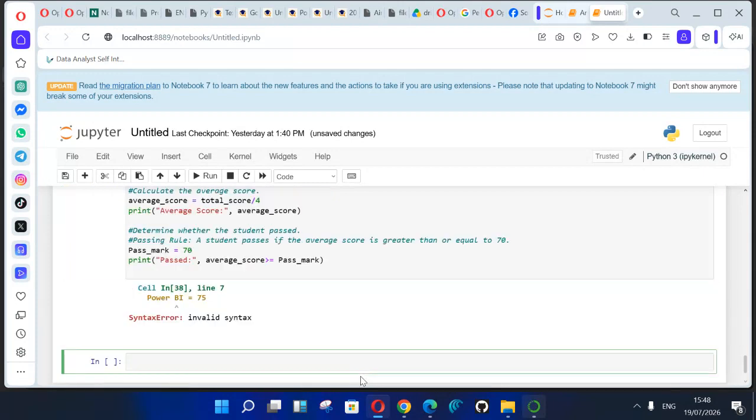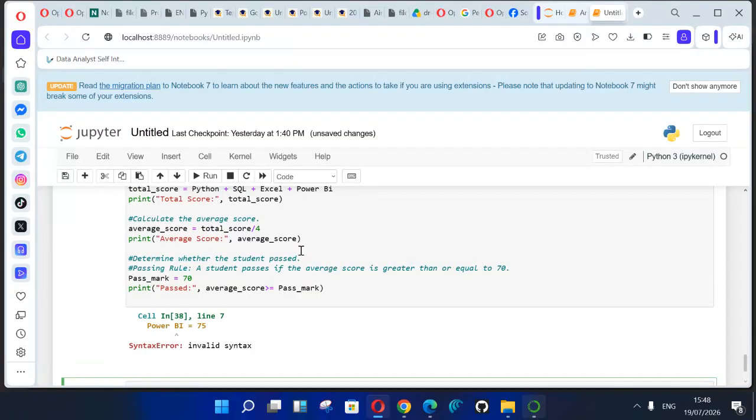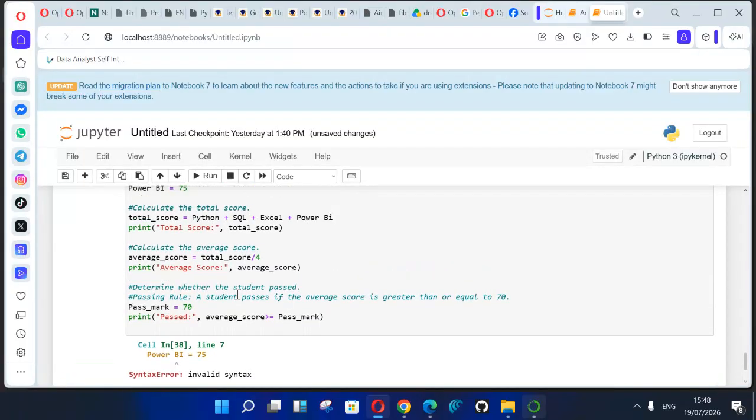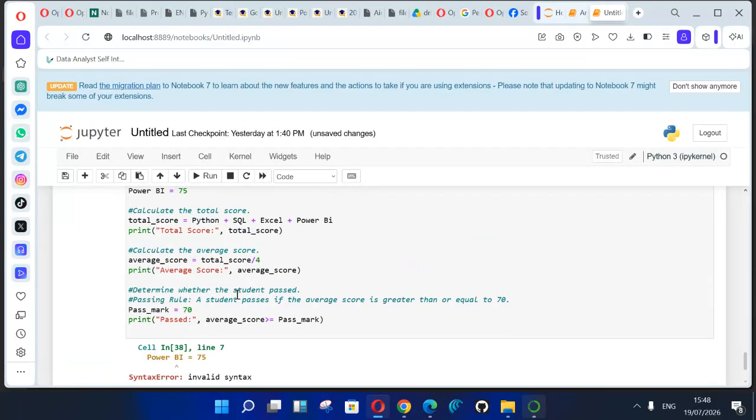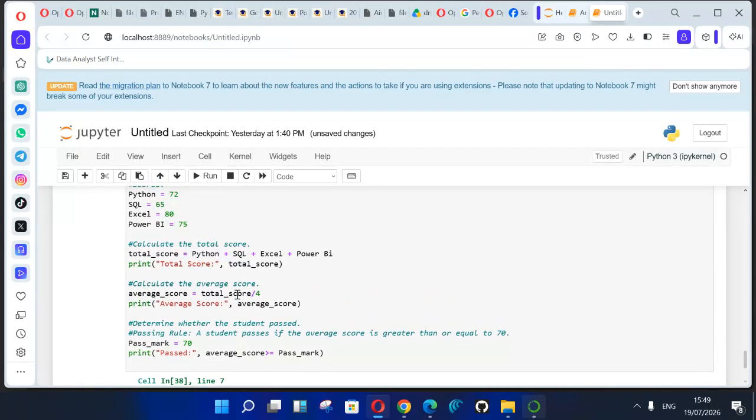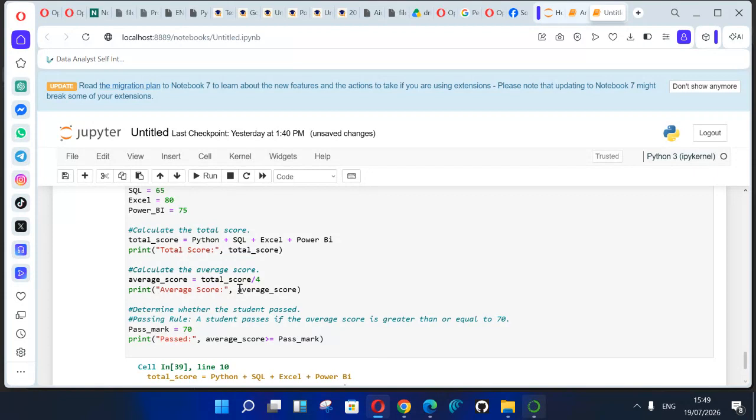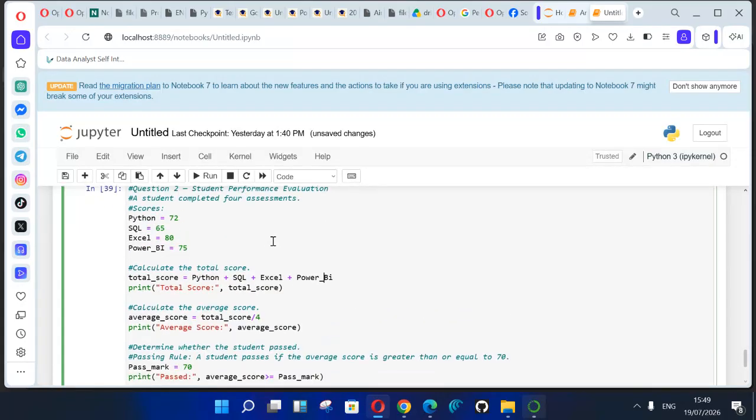Now let's see. Sorry, what's going on? Power BI 75. Oh, sorry, my bad. If you notice what happened here, I left it as a space instead of putting an underscore or just joining it together. Same here. Okay, so let's hope I'm not having any other.